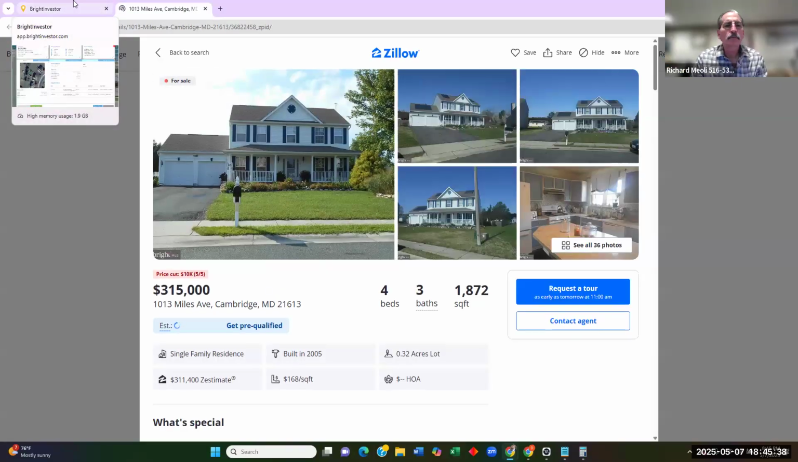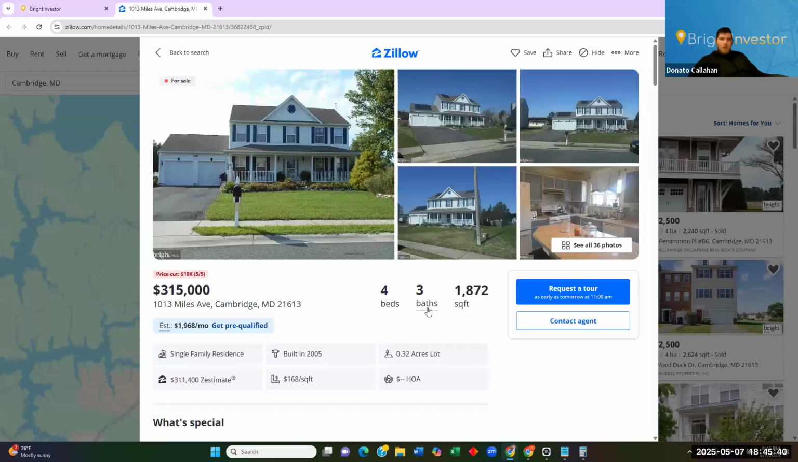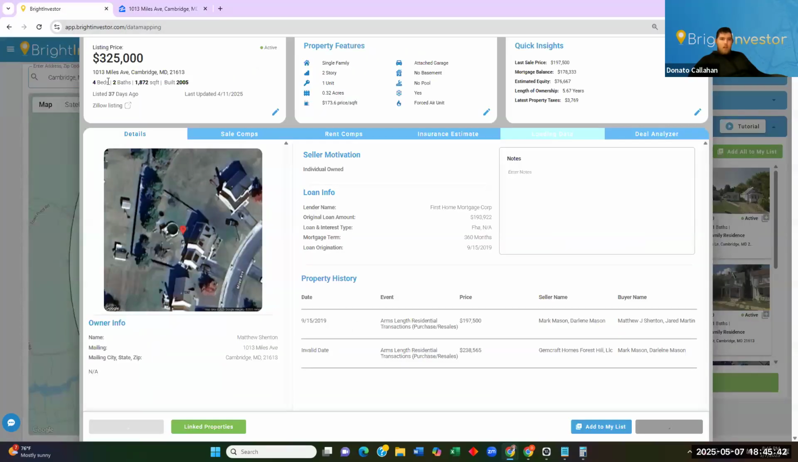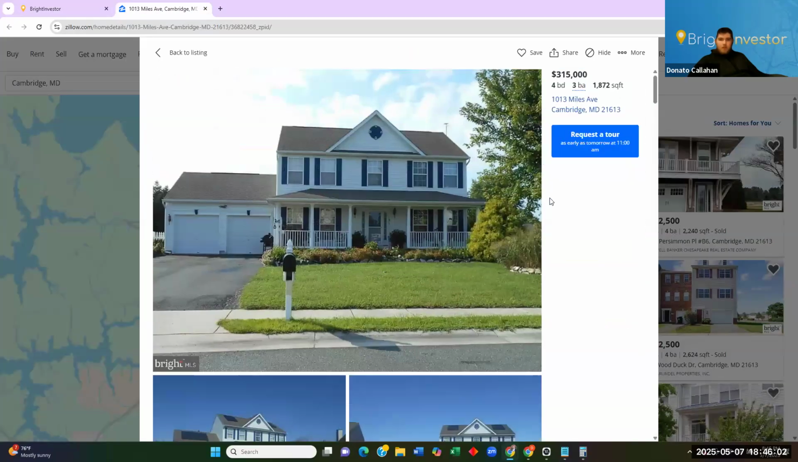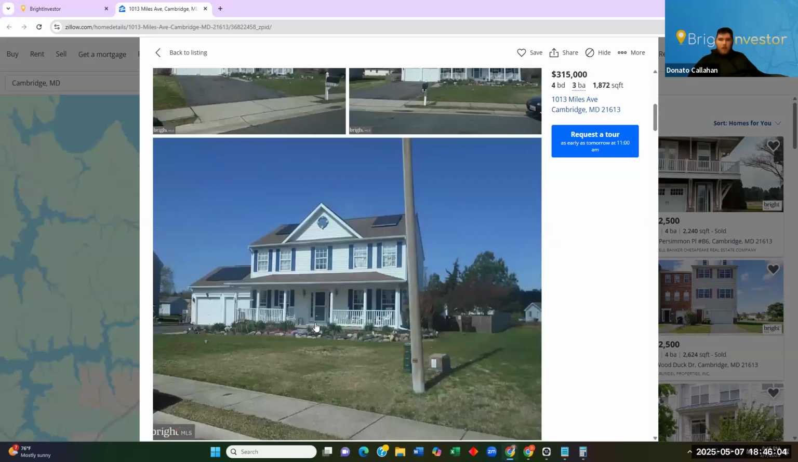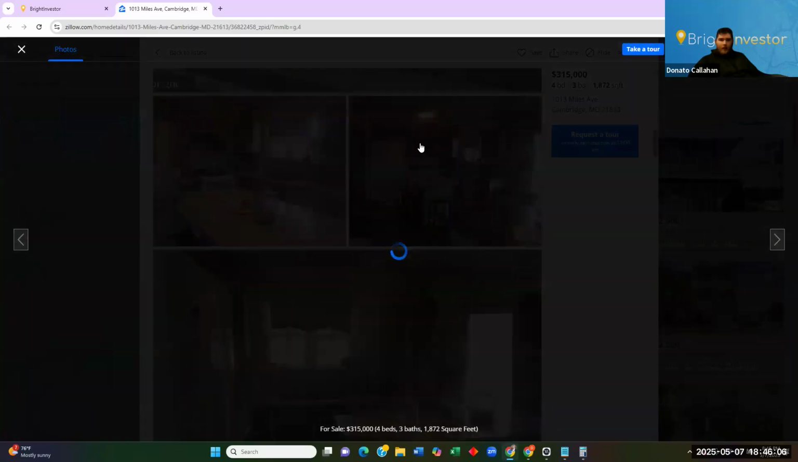Little tiny thing. Yeah, this property they just did a price cut 2 days ago. 4 bed, 3 bath, 1872, 2005 vintage. It's an owner occupant home. They bought it with an FHA loan, owner occupy, 6 years ago. Matthew and Jared. Hello, Matthew and Jared. Okay, and they're selling it. 2 story. Why are they selling it? Let's look at the photos here. Looks great.